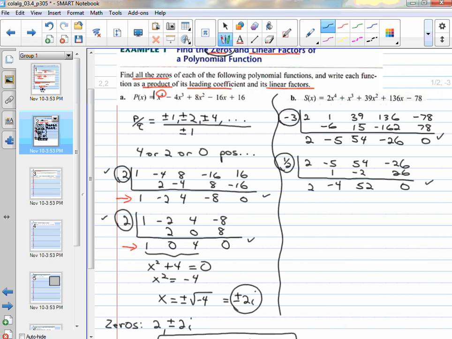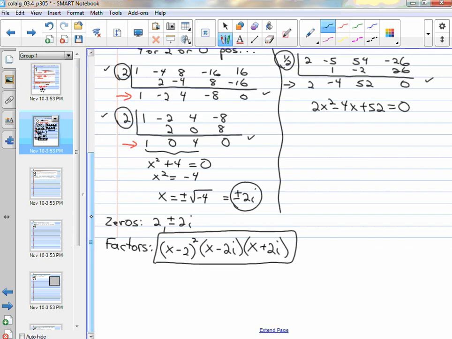Let's see. We started with the 4th degree, so there's a 3rd degree, and there's a 2nd degree: 2x squared minus 4x plus 52. What are we going to do to figure out where this equals 0? Let's factor out a 2. 2 times x squared minus 2x plus 26. And now it's like, I might be able to factor that. Shall we try it? Multiply to be 26, add up to be negative 2.